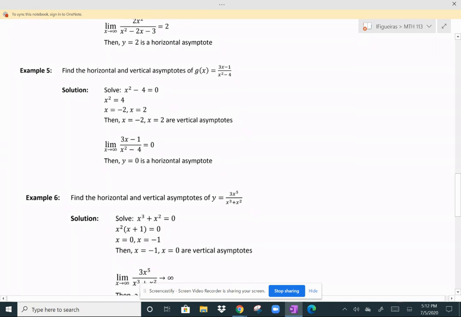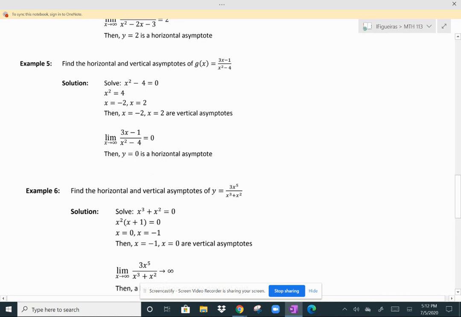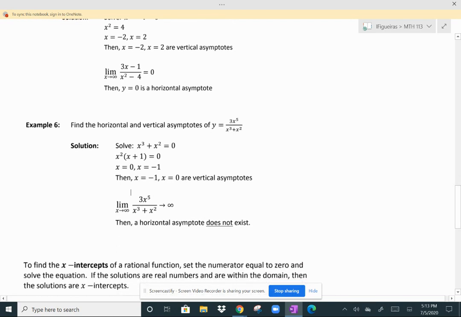All right, here's one more. Find the horizontal and vertical asymptotes of 3x to the 5th over x cubed plus x squared. So we're going to first set the denominator equal to 0. You can factor this, take out an x squared. You're left with x squared times x plus 1. So if you take each factor and set it equal to 0, you'll get two solutions, 0 and negative 1, which are in fact not solutions. They are vertical asymptotes. So again, you state your vertical asymptotes as x equal to negative 1 and x equal to 0.